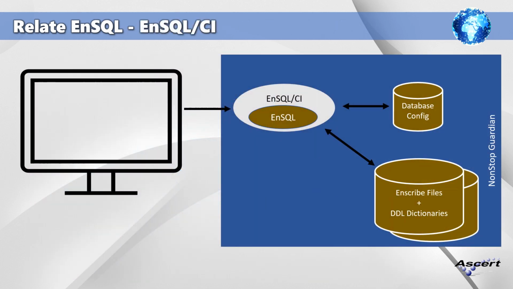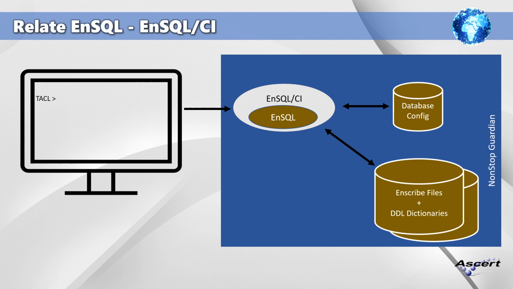EnSQL's primary local interface is a command line or shell program called EnSQL CI. This uses a database configuration file which defines a collection of Enscribe files, along with the underlying formats of those files, which may be obtained from DDL dictionaries or COBOL source files. Once defined in EnSQL, they are all accessible as EnSQL tables.